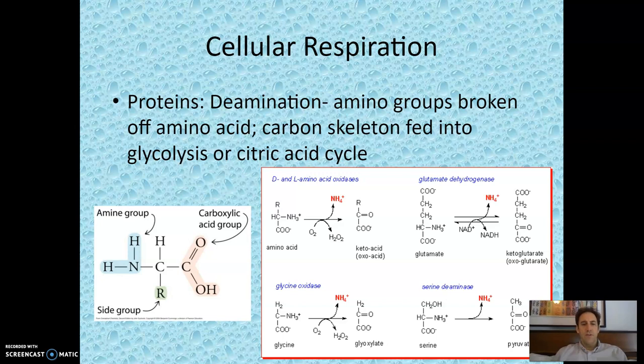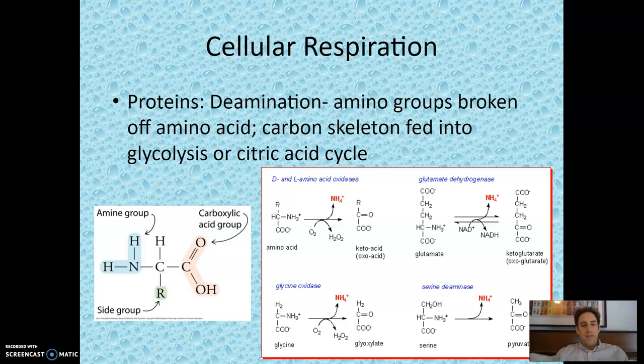Proteins are broken down into amino acids, and each amino acid feeds into a different place. But the one key idea that is true of all amino acids is that deamination has to occur, meaning those amino groups are broken off the amino acid. Each amino acid has that amino group, and the amino group has no role in energy production. So it's just broken off and removed, and ultimately you urinate it out.